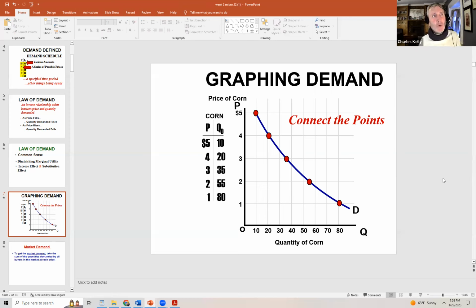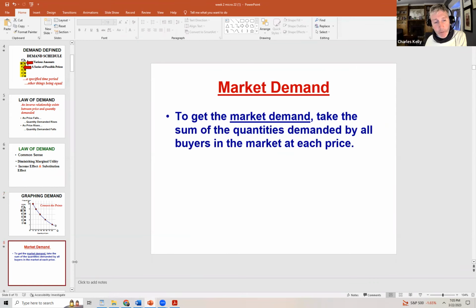The price is $4, I'm willing and able to purchase 20 bushels of corn. If price falls from $4 to $2, quantity demanded will increase from 20 to 55. Now here's the thing, we're mostly not concerned with one buyer. We're concerned with what's called the market demand. So we take all the buying habits of everybody, that's millions of buyers.